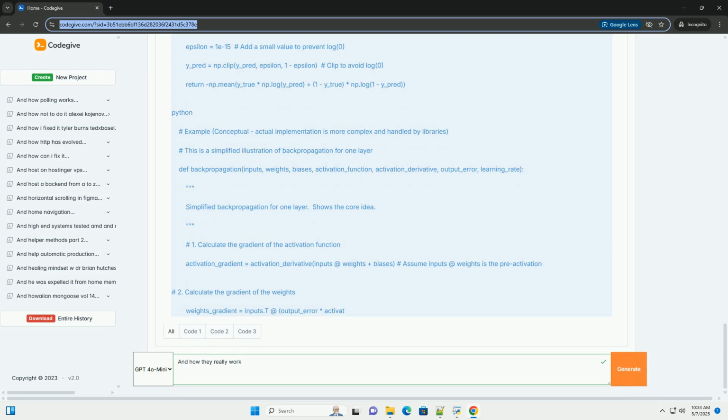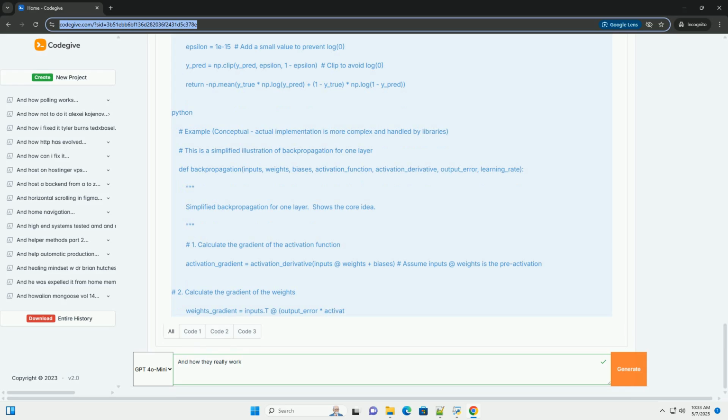Stochastic gradient descent, SGD. A variant of gradient descent that updates the parameters based on a single training example or a small batch of examples. Adam. A popular adaptive optimization algorithm that combines the benefits of momentum and RMSprop.